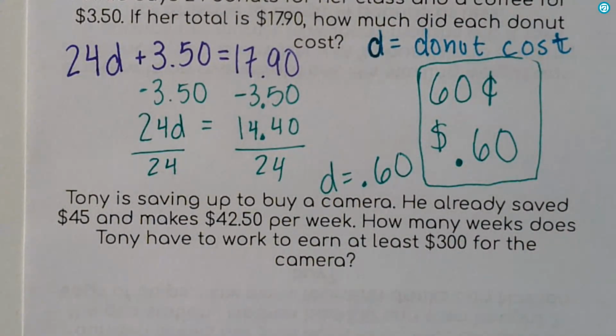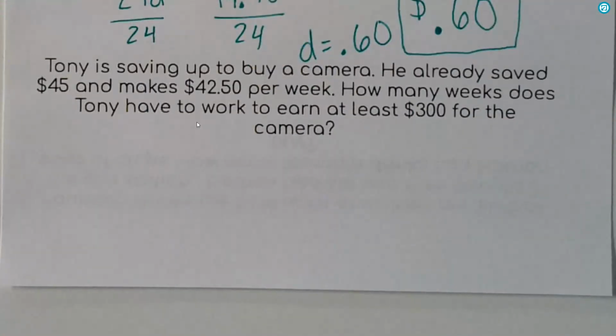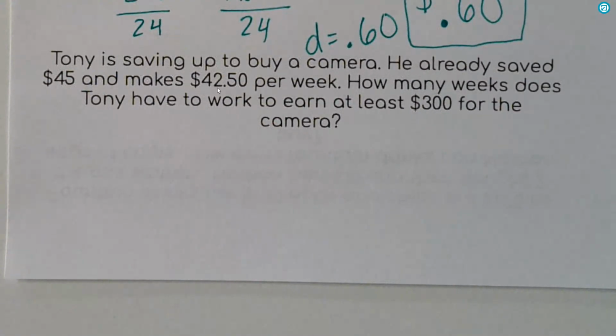Hey, let's talk about Tony then. Tony is saving up to buy a camera. He already saved $45 and he makes $42.50 per week. How many weeks does Tony have to work to earn at least $300 for the camera?